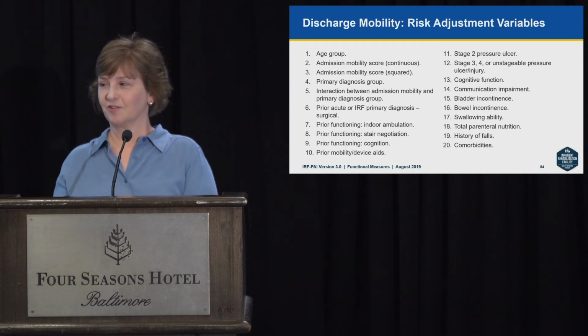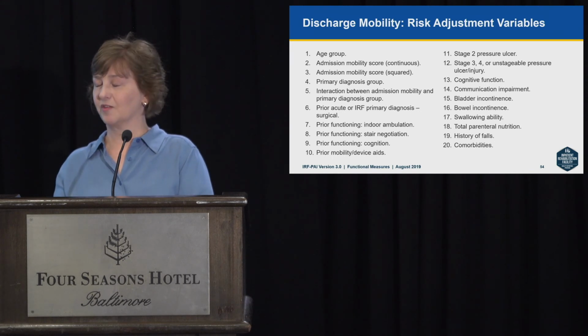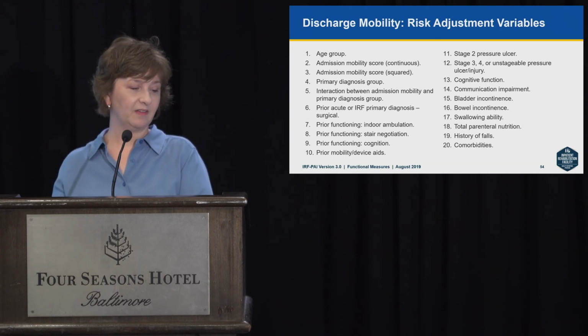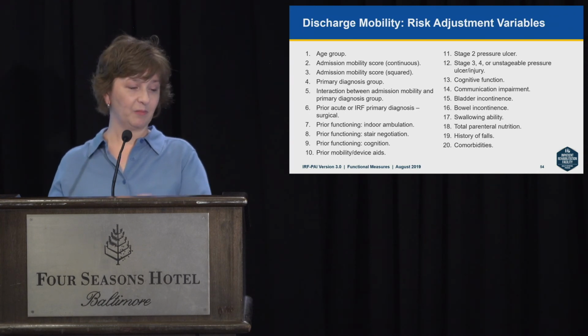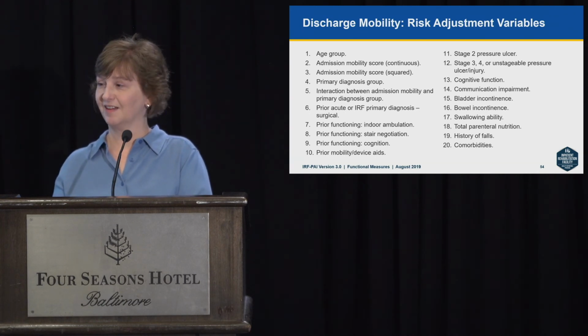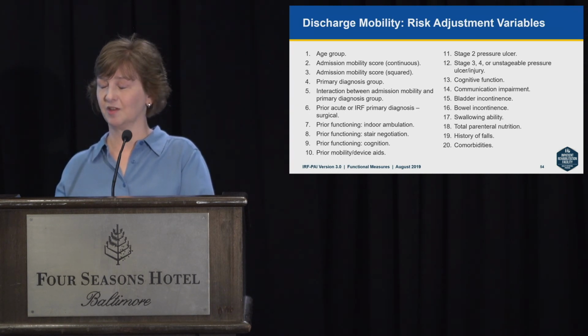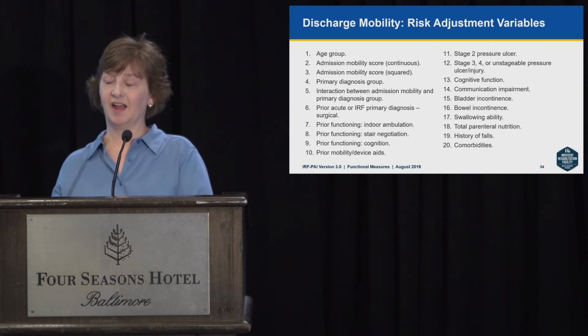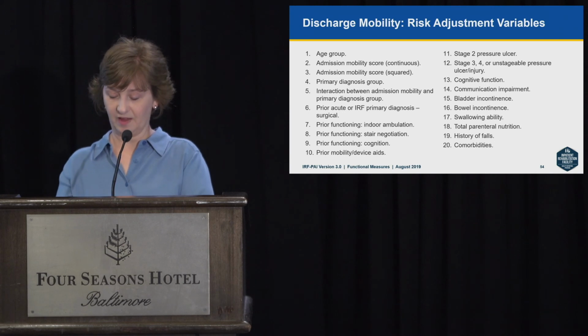The risk adjuster variables, as you saw previously, are the same variables that are included in the change in mobility measure. So you'll see that number 19, history of falls again. Based on the analysis, individuals who had a history of falls prior to admission to the IRF stay did tend to have worse mobility outcomes, but not worse self-care outcomes.